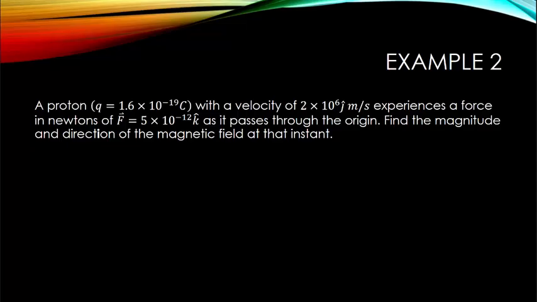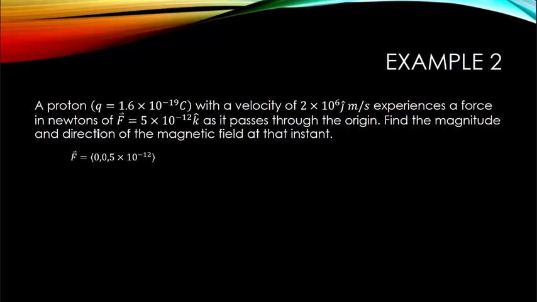So let's work an example. A proton, which has a charge of 1.6 times 10 to the negative 19th coulombs with a velocity of 2 times 10 to the 6th meters per second in the j-hat direction, experiences a force in newtons that is given by 5 times 10 to the negative 12th in the k-hat direction as it passes through the origin. I want to find the magnitude and direction of the magnetic field at that instant.